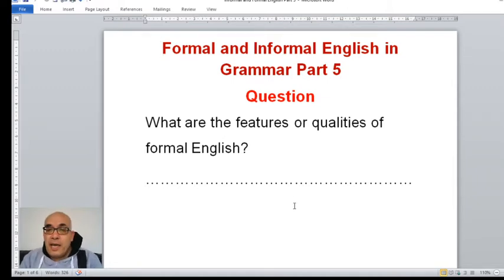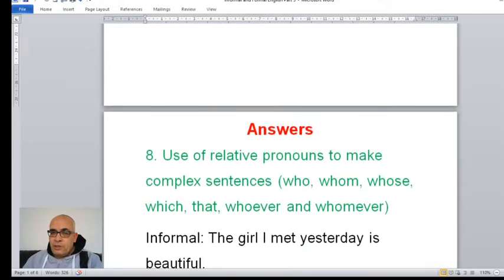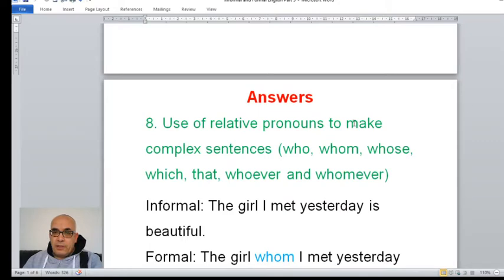Hello everyone. Now I explained the features or qualities of formal English in part 4, and now I'm going to continue in part 5. So, in formal English, I use relative pronouns to make complex sentences. So who, whom, whose, which, that, whoever, whomever, this family, we call them relative pronouns.